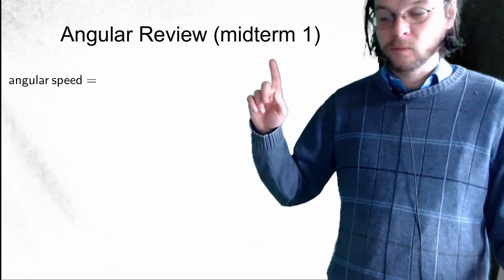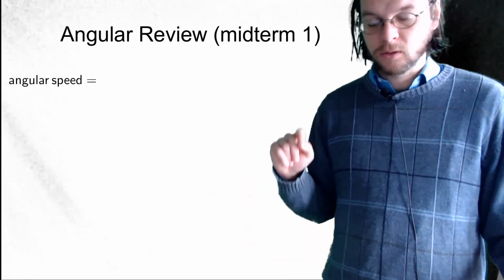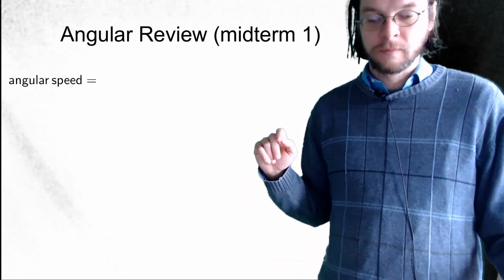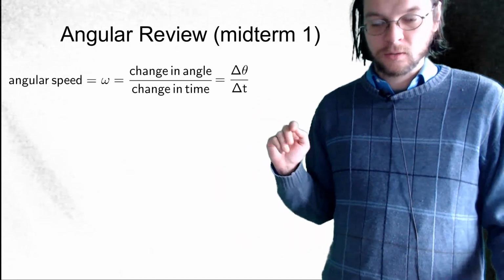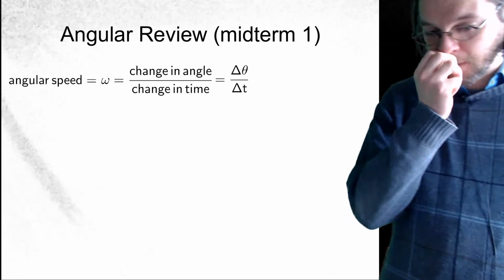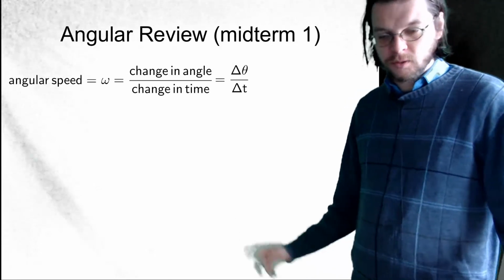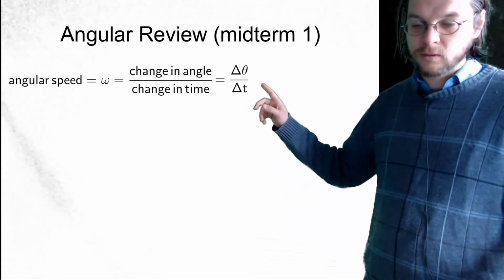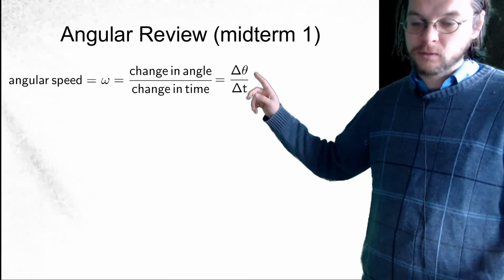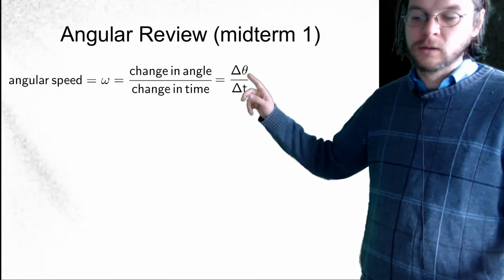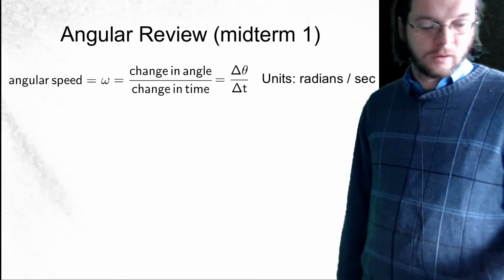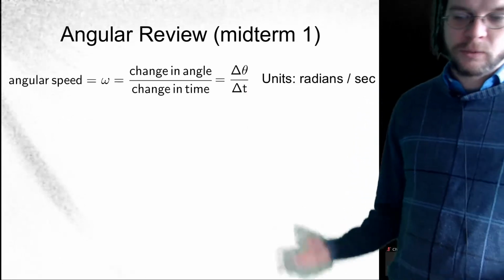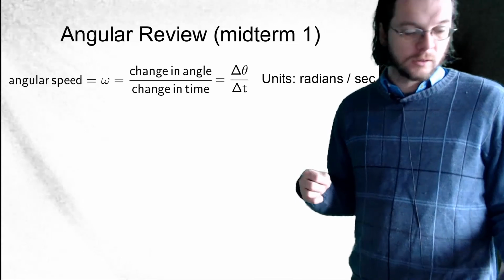It's actually from midterm 1, but I think it's good to go over it just to get used to it. The angular speed is omega, and that is the change in the angle over the change in time. Typically we have the angle in radians instead of degrees, which means that this unit is radians per second. So now we're going to relate this to the frequency and the period and things like that.